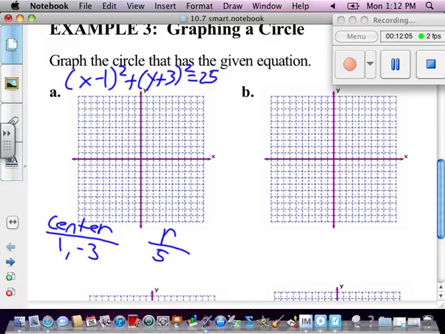Okay, so watch. This is how simple it is. You ready? You're going to put a dot on (1, negative 3). So I go over 1, down 3. Now, we're going to count our radius in 4 directions. Our radius is 5, so we're going to go 1, 2, 3, 4, 5 in each direction.